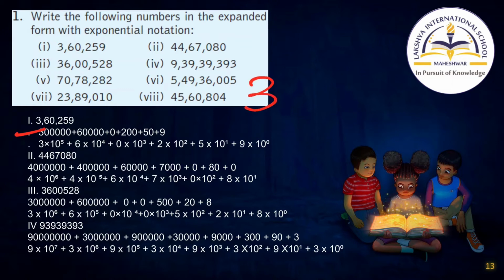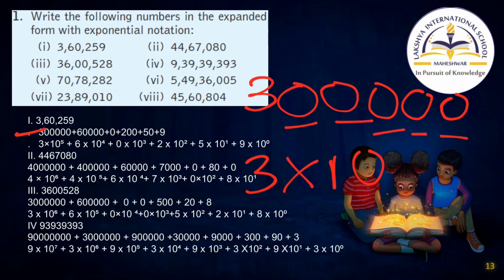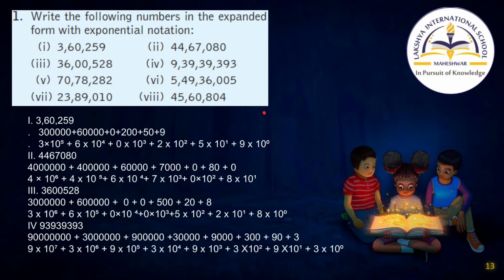first 3 lakh. Okay, first we have this one. So 3 multiply 10. How many zeros are there? 1, 2, 3, 4, 5. So you have to write 3 into 10 to the power 5. 3 into 10 to the power 5.